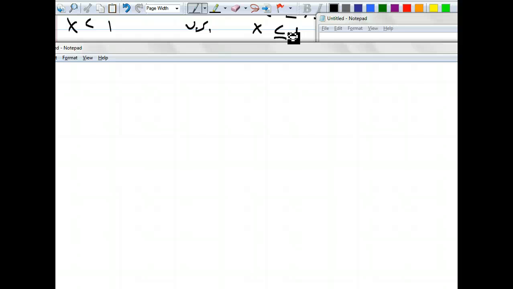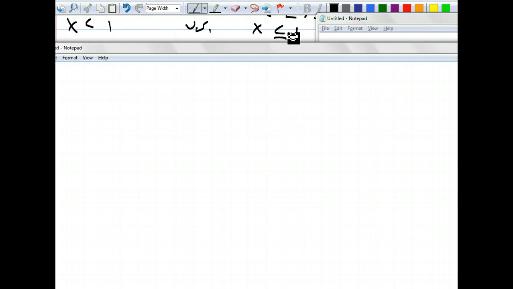Yeah, first of all, how many solutions do these have? Infinitely many. How many numbers do you know that are less than 1? A lot. Okay, what is the difference between x less than 1 and x less than or equal to 1?